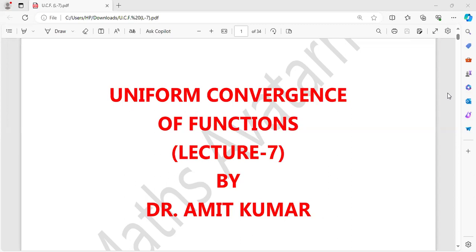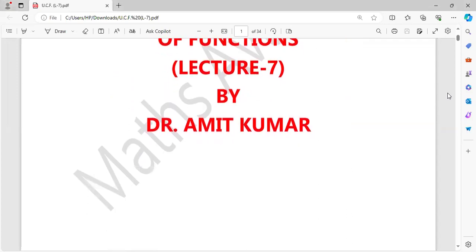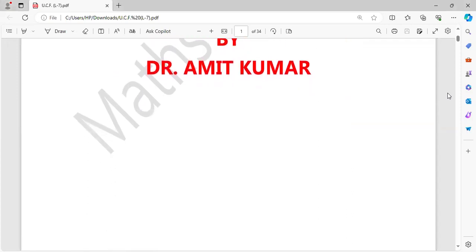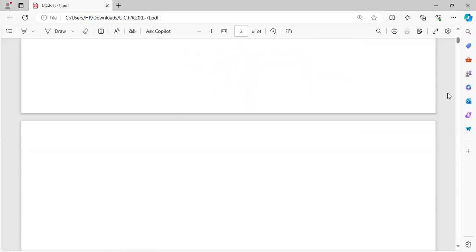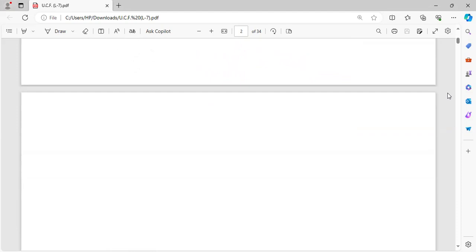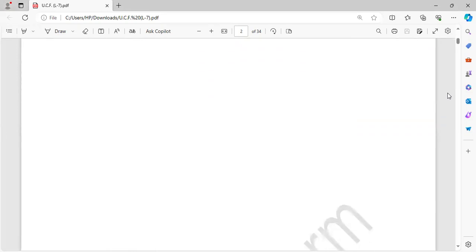So today we are going to see the 7th lecture on uniform convergence. Today we'll learn a new test called the Abel test to check uniform convergence of series of functions. So let's start today's lecture. We are preparing a background for the Abel test to check uniform convergence of series of functions. So we start with Abel's lemma.